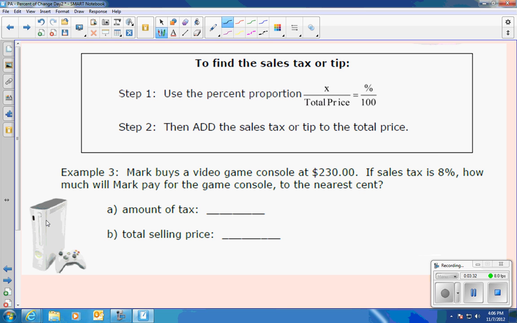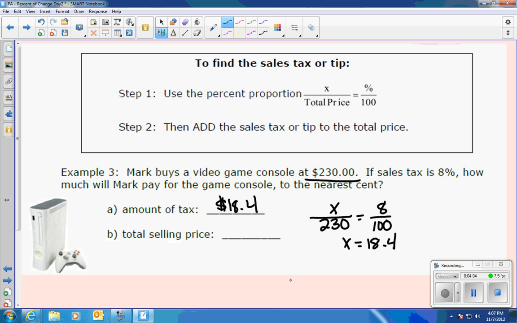To find the sales tax or tip, it's really the same thing. We have a console that's $230. Sales tax is 8% of that amount. Percents are always over 100, so I need to know what that amount of tax is. So 230 times 8 is 1840, divided by 100 is 18.4. So the amount of tax is $18.40.